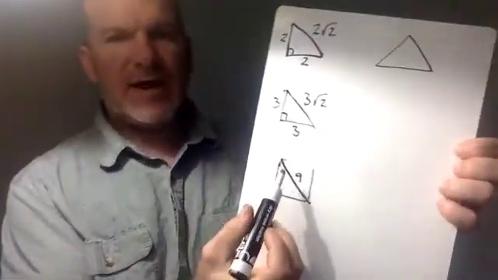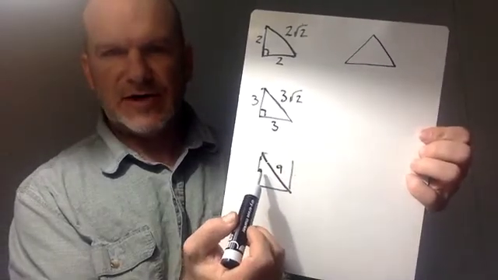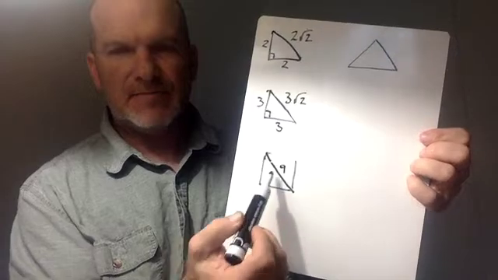So this working backwards, you're going to have a problem in the do section today that gives you the diagonal of a square, and you have to find the length of a side. That's how you do it. You divide by the square root of 2, and then you get rid of that square root in the denominator.